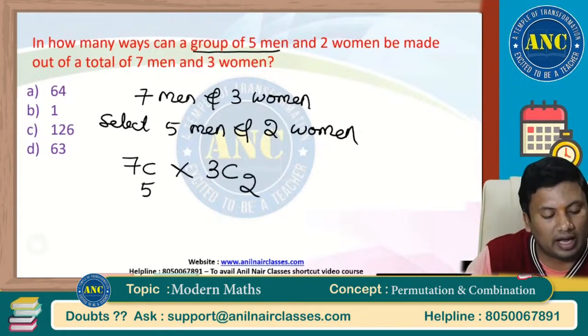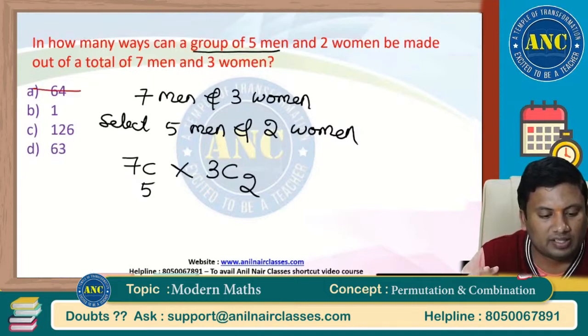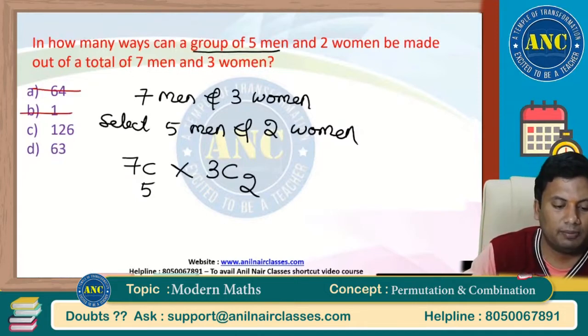Don't show your calculation here. 7C5. Answer should be divisible by 7. Answer should be divisible by 7.